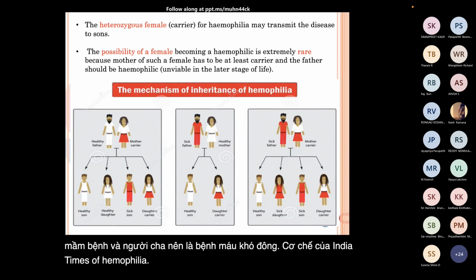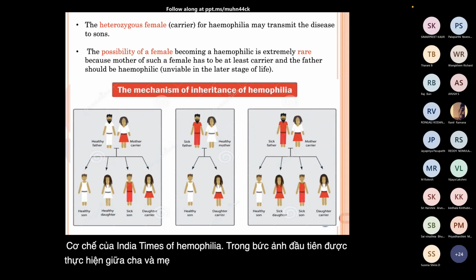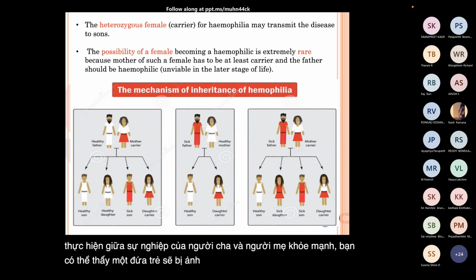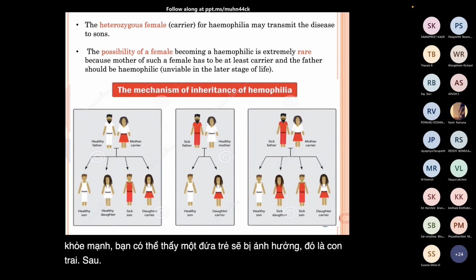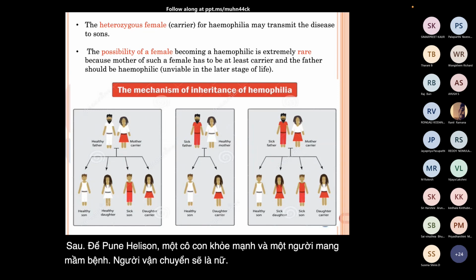In the first picture, with a healthy father and a carrier mother, we can see one child will be affected, that is the son. Next, there is one healthy son, one healthy daughter, and one carrier. The carrier will be female. Next slide. Color blindness.